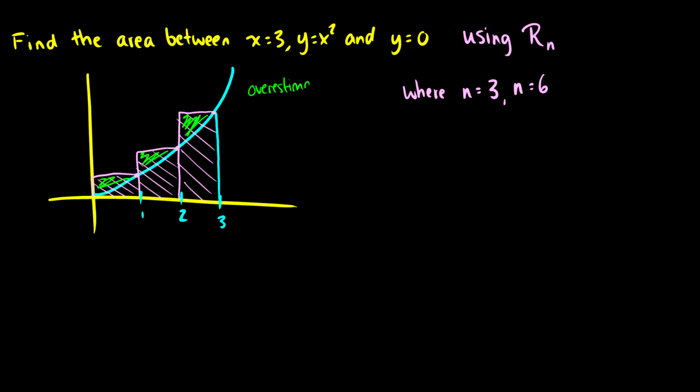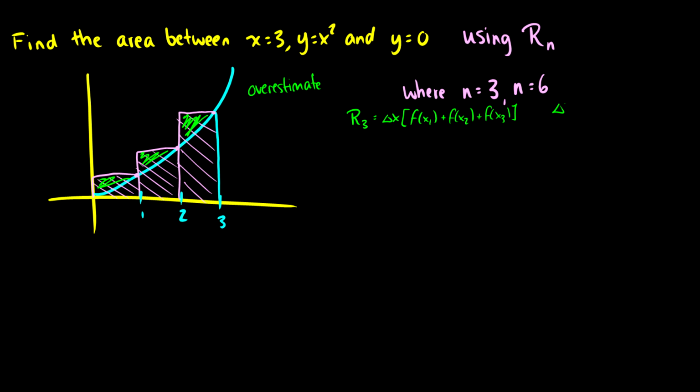And what will happen, and I'll draw this in a second, is that when we increase the amount of rectangles we have, we actually lose a lot of area that we're overestimating. So let's use the formula here. With R3, because n is equal to 3, we're going to have delta x times f of x1 plus f of x2 plus f of x3. Now we'll plug some numbers into this.